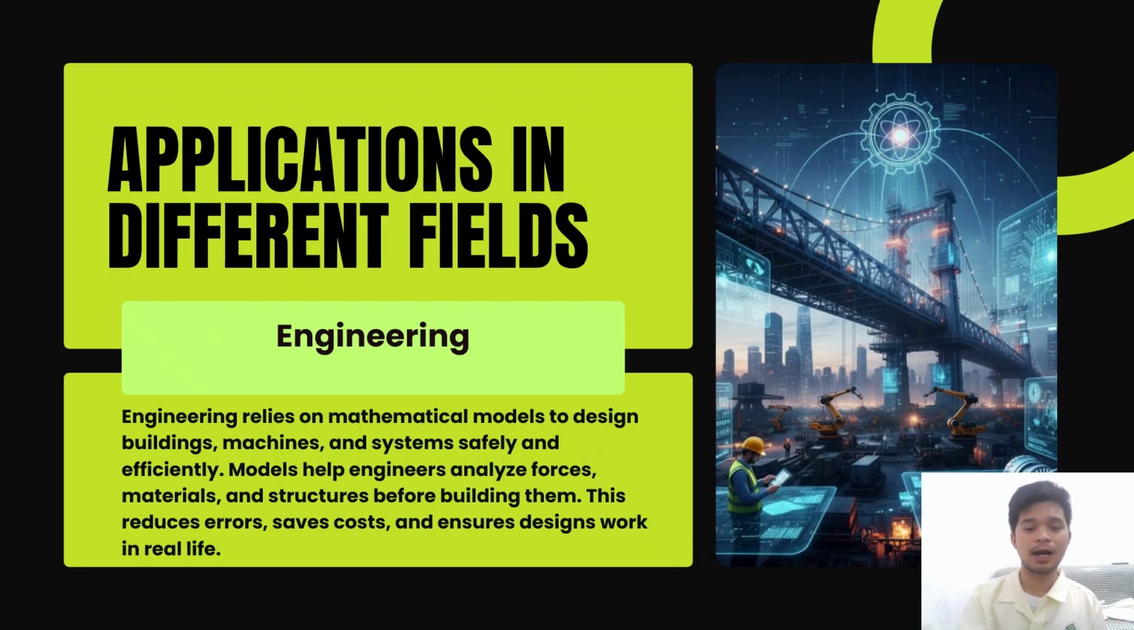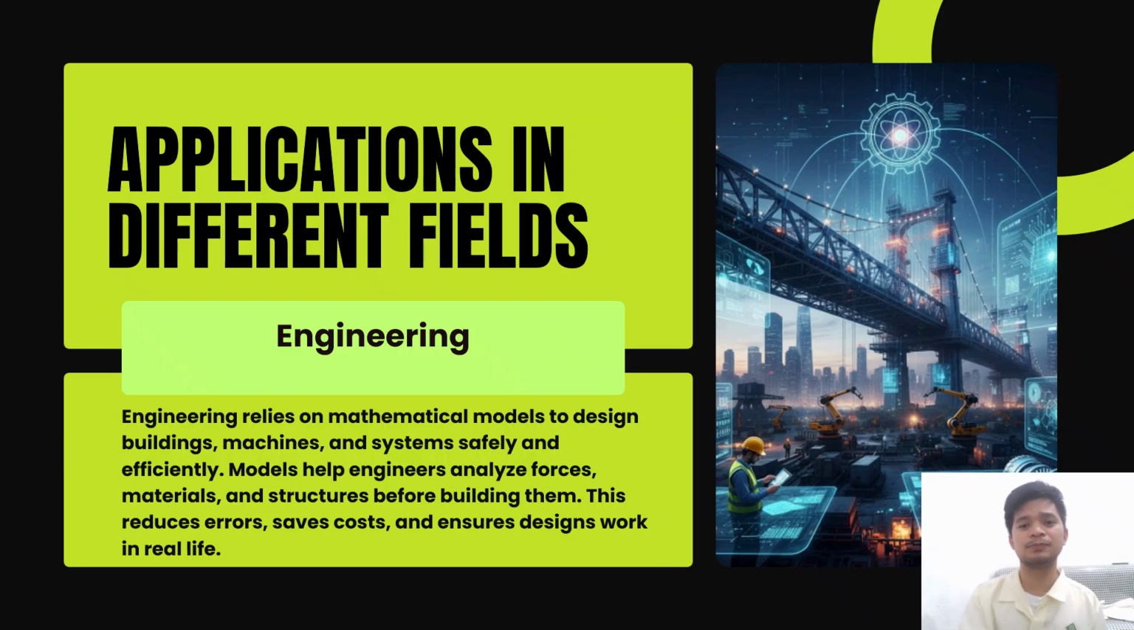Next is engineering. Engineering relies on mathematical models to design buildings, machines, and systems safely and efficiently. Models help engineers analyze forces, materials, and structures before building them. This reduces errors, saves cost, and ensures designs work in real life.